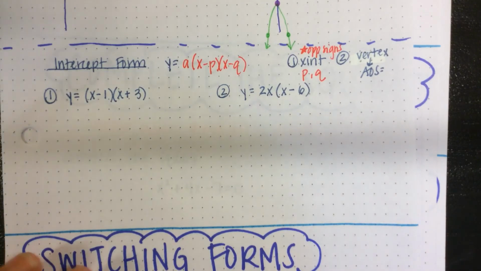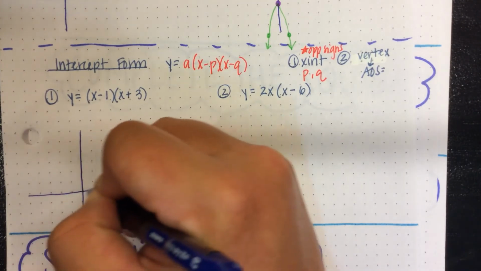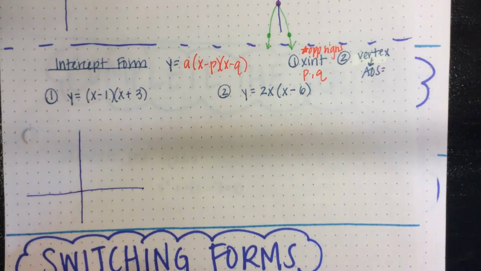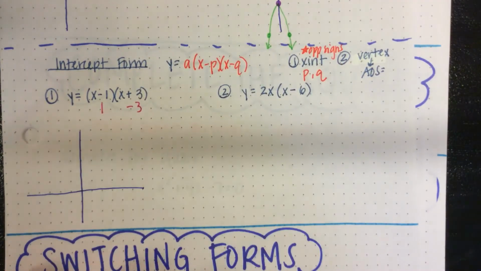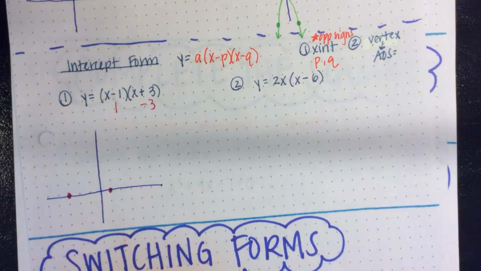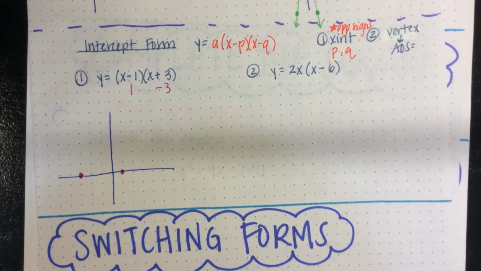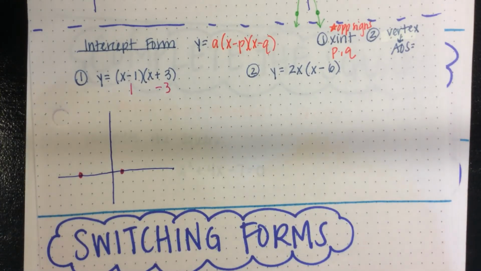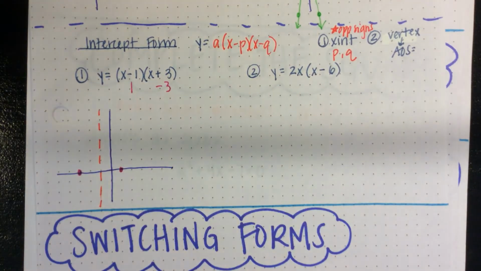So for the first one, let me draw my x and y axis here. To begin with, we're going to get our x-intercepts. I'm going to use pink. So I have one x-intercept at 1 and one x-intercept at -3. So I'm going to go to 1, -3. All right, so now my axis of symmetry is going to be right smack dab in the middle of those points because it's going to be symmetrical. So it's going to go in the middle.